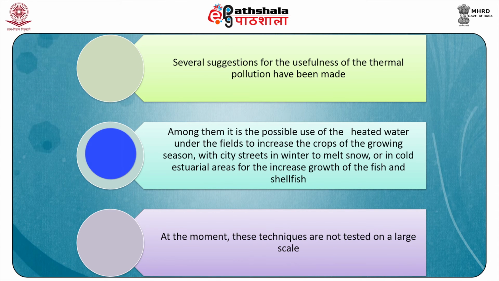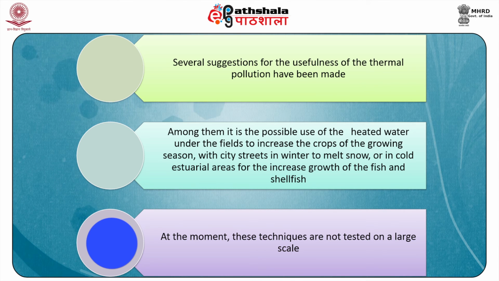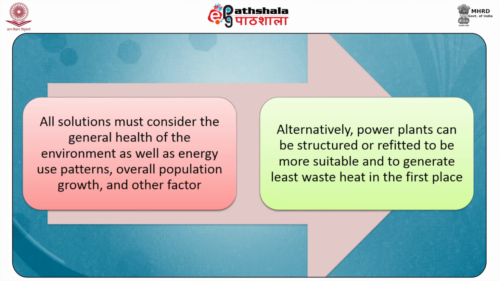Several suggestions for the usefulness of thermal pollution have been made. Among them is the possible use of the heated water under fields to increase crops in the growing season, on city streets in winter to melt snow, or in cold estuarial areas for the increased growth of fish and shellfish. At the moment, these techniques are not tested on a large scale. All solutions must consider the general health of the environment as well as energy use patterns. Overall, population growth and other factors matter.